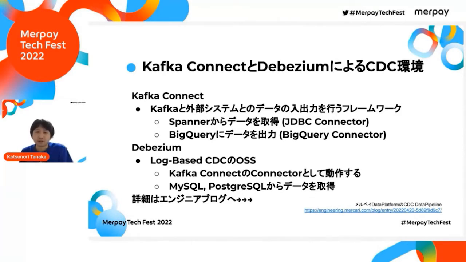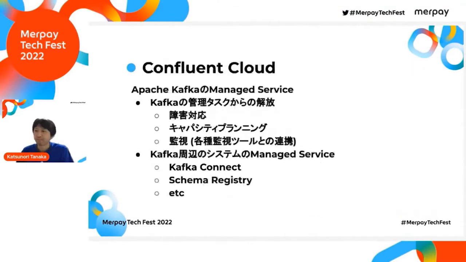Next, about the Kafka cluster. Merpay uses a Kafka cluster built in Confluent Cloud. Confluent Cloud is a Kafka managed service that allows you to build and use a Kafka cluster in a few clicks. Because it is a managed service, it relieves you from various tasks compared to on-premise or building it by yourself. In addition to Kafka itself, peripheral services like Kafka Connect and schema registries are also provided as managed services.